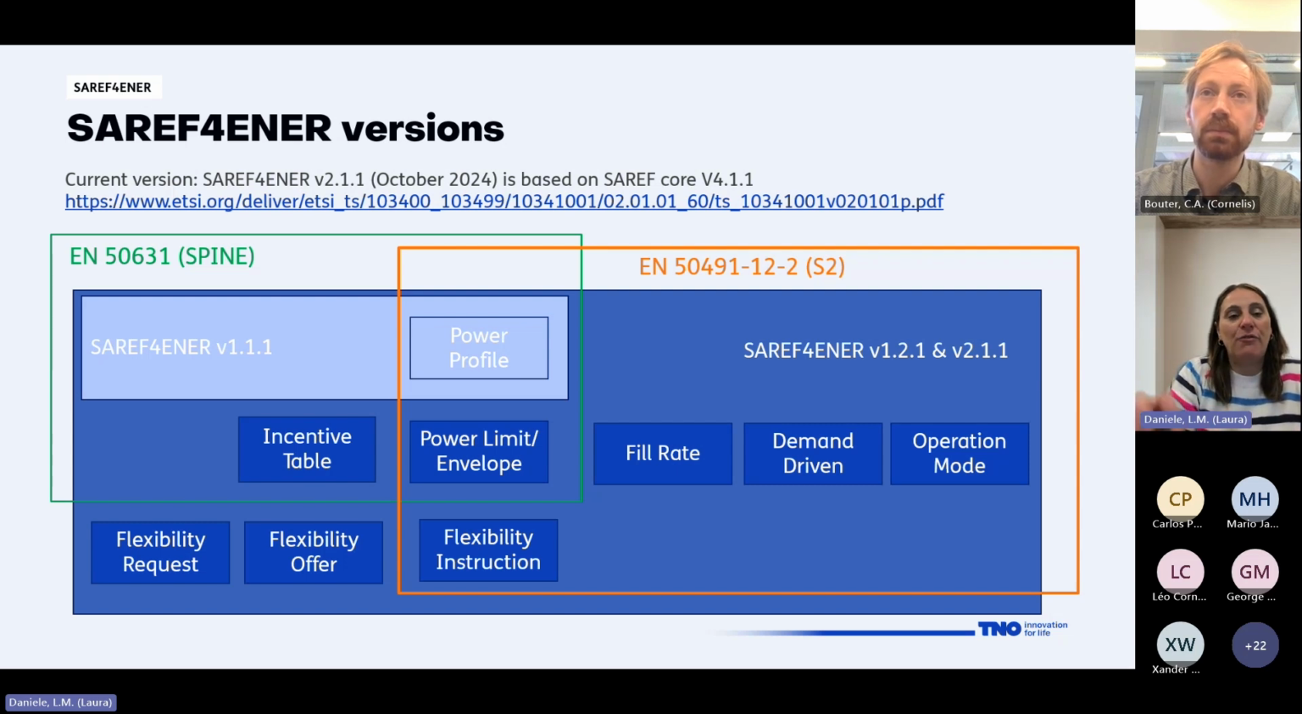From there, a flexible offer is formulated, because then there is some intelligent algorithm that is deciding, optimizing the energy consumption and production of various devices and systems, and deciding that that's the offer that will be chosen. And as a consequence, a flexibility instruction will be sent for the actuation of that specific offer. And that's a little bit what SAREF4ENER covers.